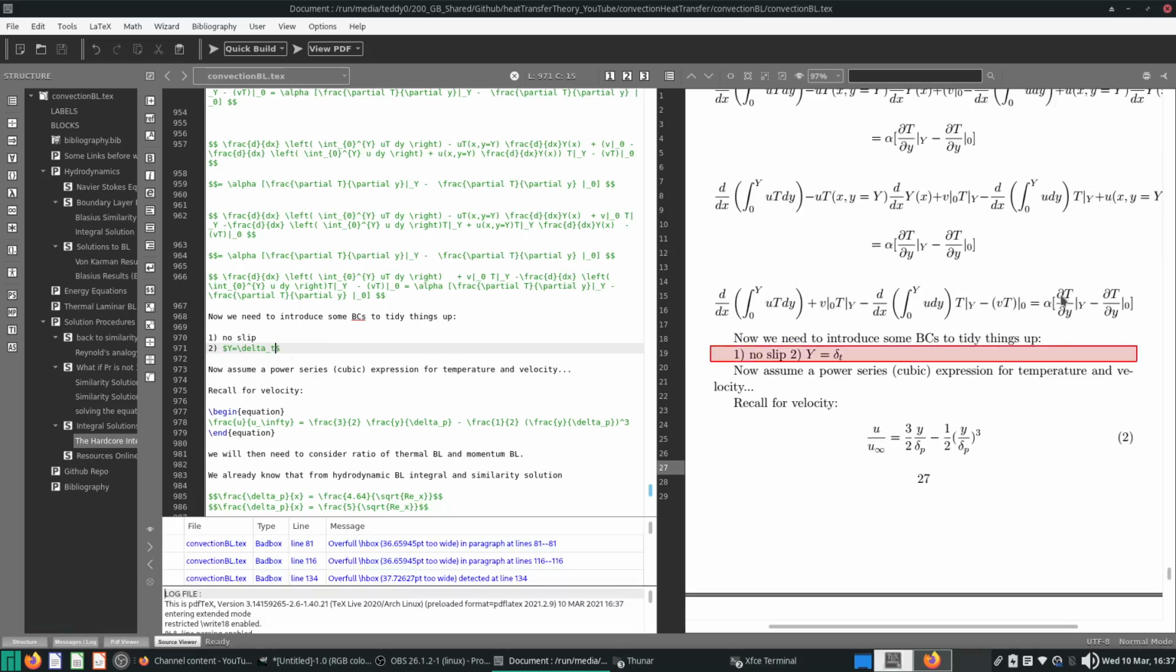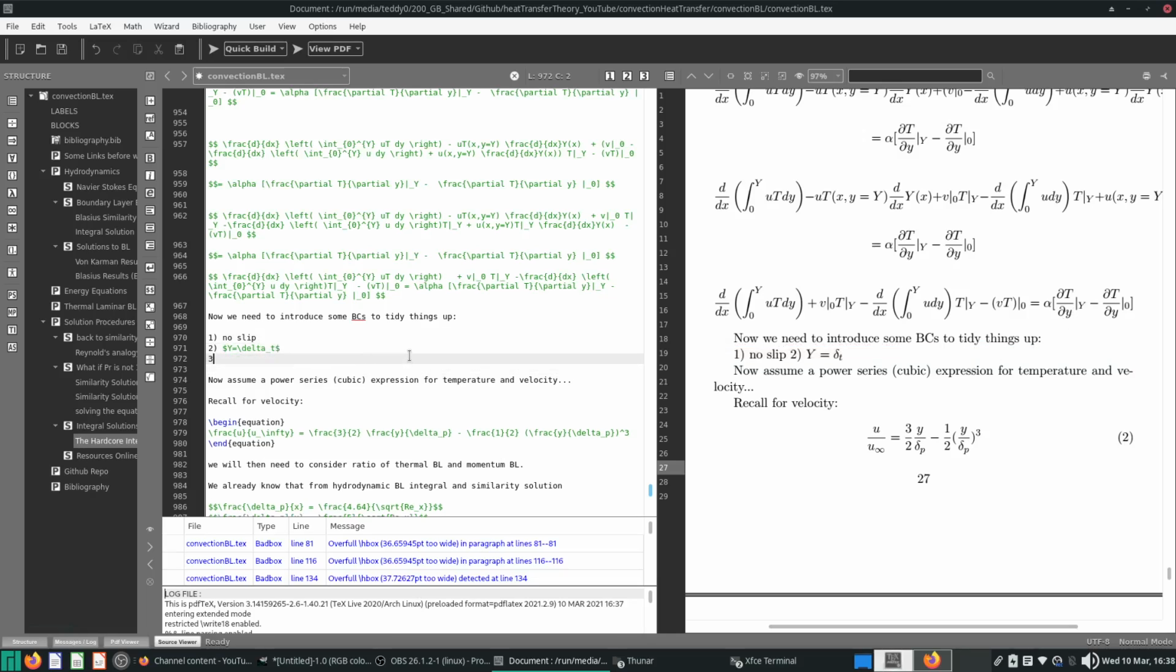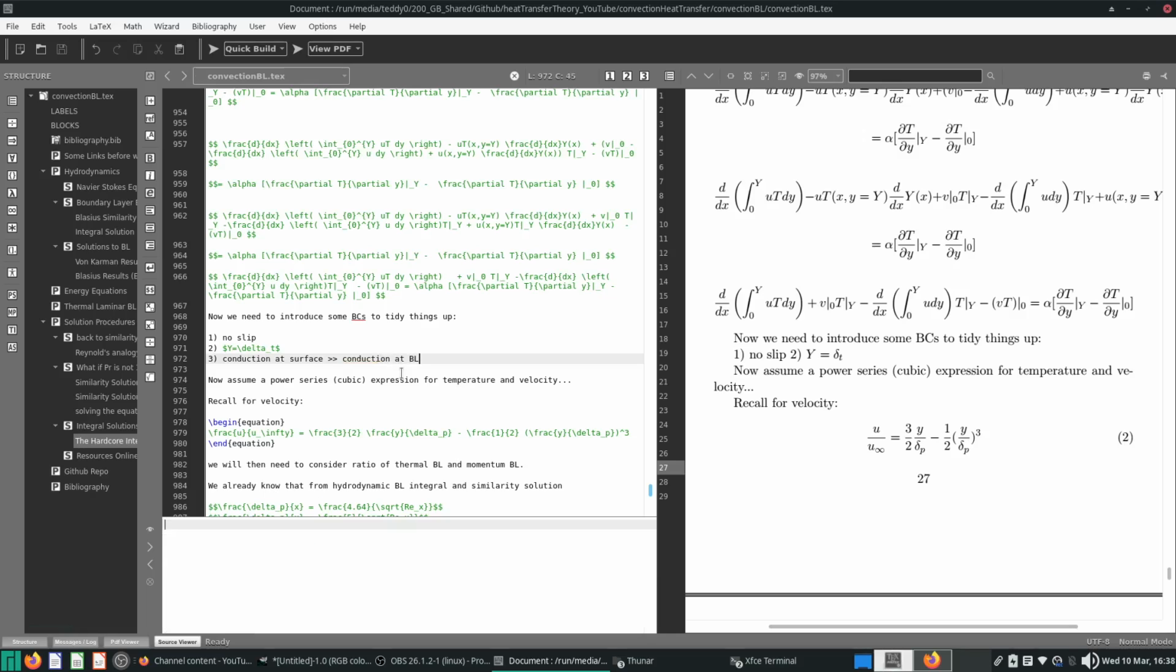Number 3, minimal conduction at boundary layer. Or otherwise, conduction at surface is much greater than conduction at boundary layer. This is an order of magnitude analysis. So what am I saying here? You notice this del T del y evaluated at the y over here?